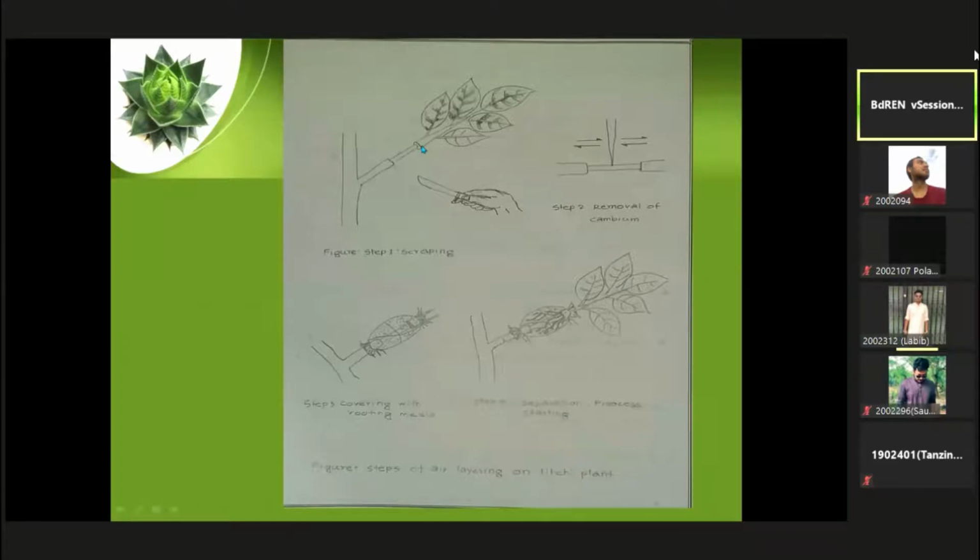Due to the storing of food and due to the action of the root producing hormone, auxin, from this point, you see the cursor, roots will be produced. This is the basis, this is the reason. Do you understand, Labib? Yes, sir. Now full and clear.